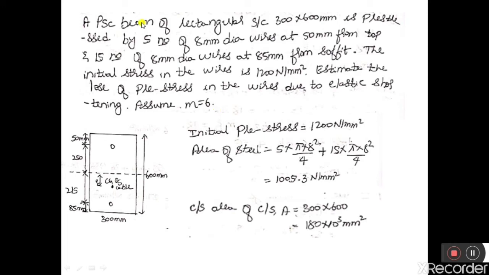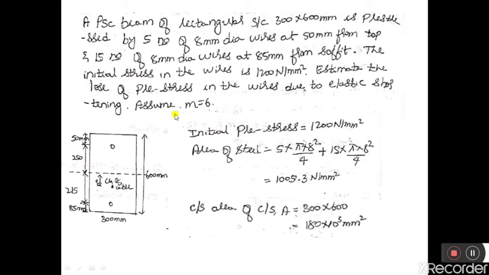So here a beam of rectangular section 300 mm by 600 mm is provided with two cables. So one cable is provided at top and the other cable is provided at bottom. And the top cable consists of 5 number of wires of diameter 8 mm and the bottom cable consists of 50 number of wires of diameter 8 mm. So for this cable we need to estimate the losses of prestress due to elastic shortening.